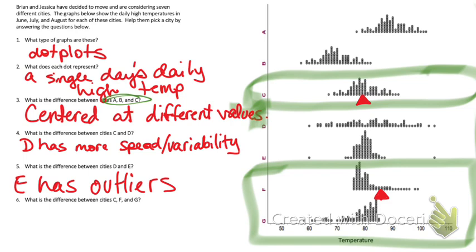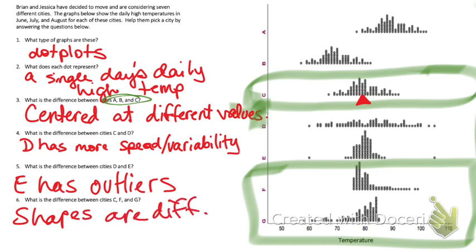And so those centers are all pretty close, okay? So they all have the same center. They have about the same spread. None of them have outliers, but their shapes are different, okay? All right, so what you guys have just seen here are the four characteristics of a quantitative graph that we need to describe anytime we need to describe the distribution.